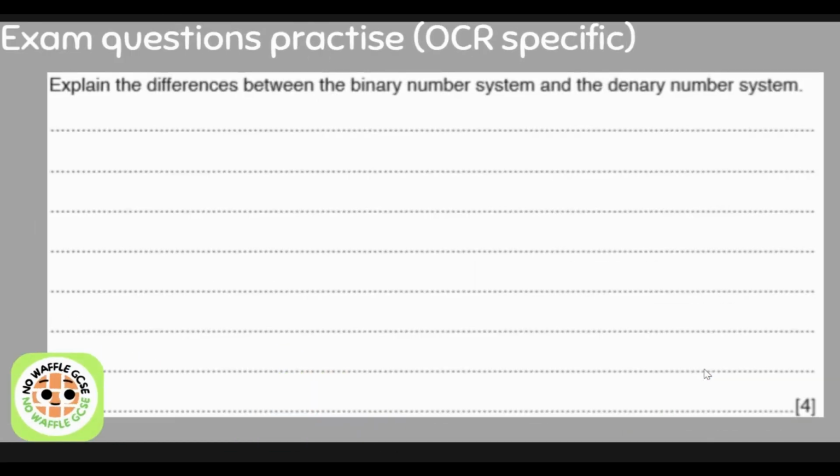And let's do some more exam question practice. Explain the differences between the binary number system and the denary number system. This is a 4 marker, so think about everything we've discussed.